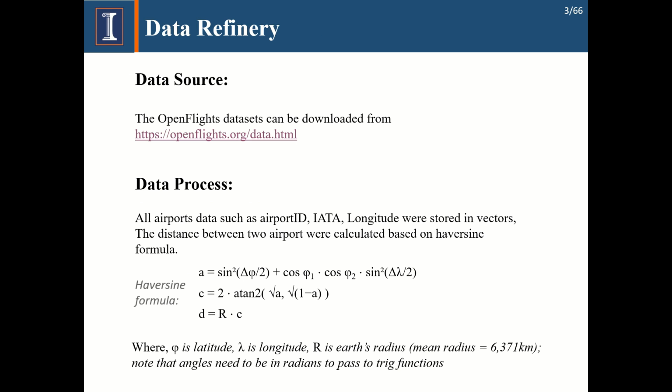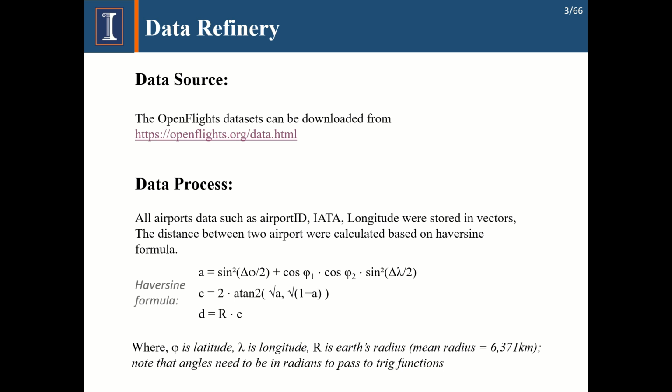So as I said, our data is from openfly.org, and we mainly used two files from the website. First of all is a file called airport.data. It contains things like airport ID, IATA, ICAO, latitude, longitude, and many others. And the second file is called route.data. It contains things like airline ID, source airport and its ID, destination airport and its ID, and many others.